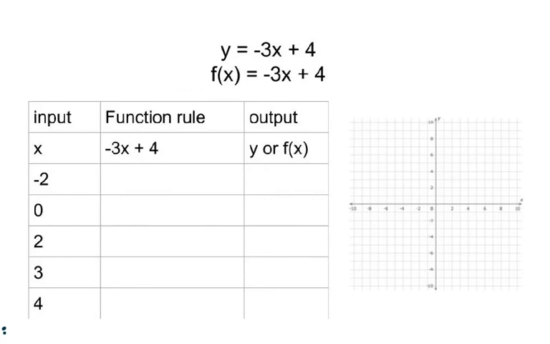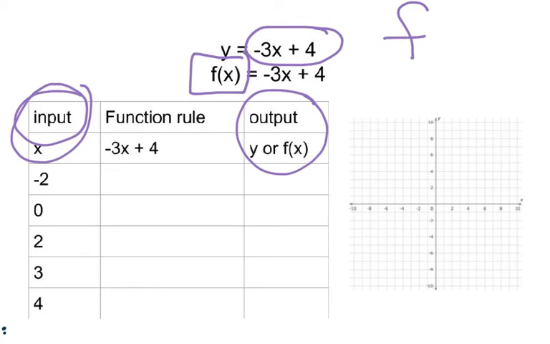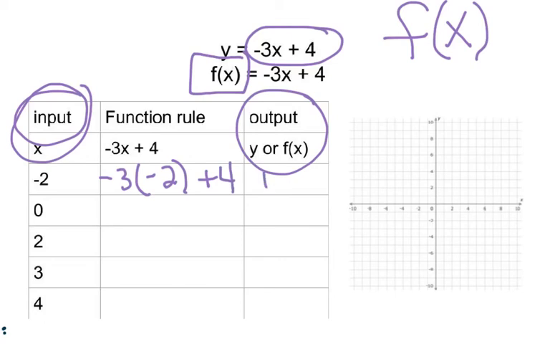So here we got another one. Here is our function rule. X is our input. Y is our output. If we write it with function notation, the function's name is f and the input value is x. So I'm going to do that here. I have -3. I'm going to put a -2 in place of the x plus the 4. -3 times -2 is 6, and 6 plus 4 is 10.